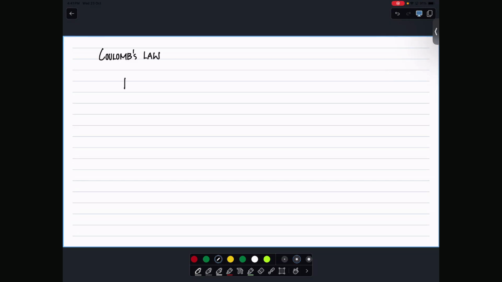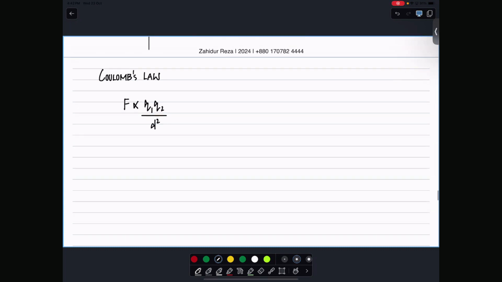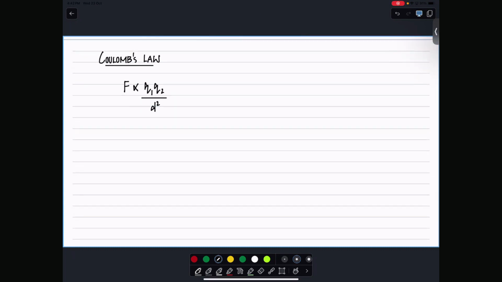Coulomb's law states that force is directly proportional to the product of mass, not this time, the product of what? Charge, Q1, Q2, and inversely proportional to the what? Distance squared, the separation distance squared. So F is directly proportional to Q1 Q2 divided by d squared. This is something you learned in your O level with charges: if you bring charges closer, force increases. If you go further away, force decreases. If one charge is more, one charge is less, what happens? The force increases, decreases.